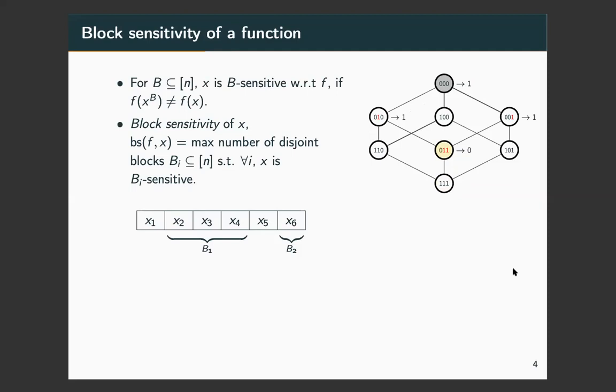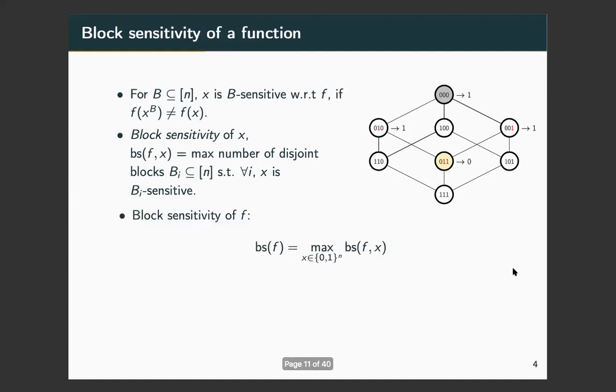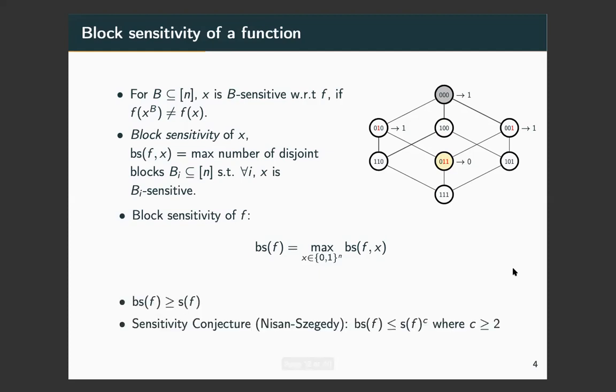The block sensitivity of an input is the maximum number of disjoint blocks such that the input is sensitive to each of these blocks. Here we have shown an input x and have marked some disjoint blocks that x is sensitive to. If this is the maximum number of disjoint sensitive blocks for this input, then its block sensitivity is 2. We define the block sensitivity of a function as the maximum block sensitivity over all n-bit inputs. By definition, block sensitivity is larger than sensitivity.